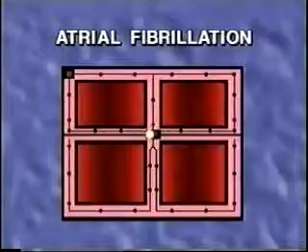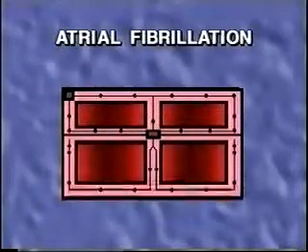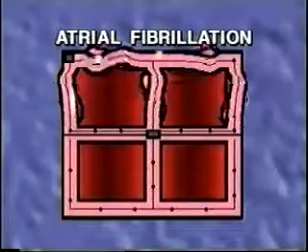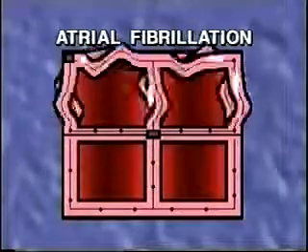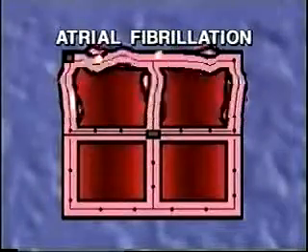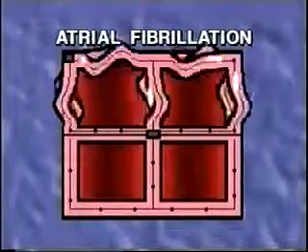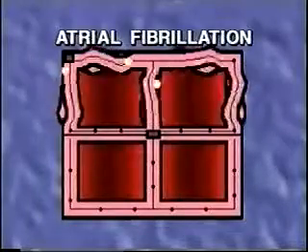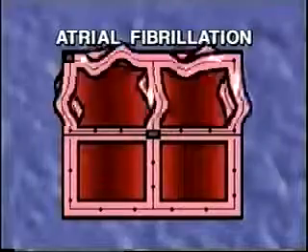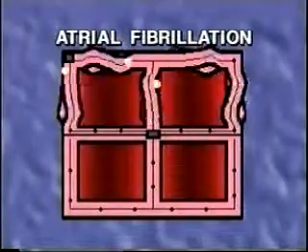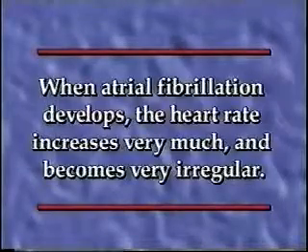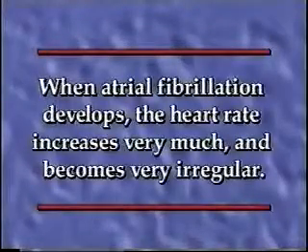When atrial fibrillation is present, the normal coordinated contraction of the top two chambers is lost. The muscles of the atria wiggle much like worms on the ground. As a result of this, the proper emptying of blood from the top two chambers into the bottom two chambers does not occur, and the efficiency of the heart is markedly reduced. In addition, when atrial fibrillation develops, the heart rate increases very much and becomes very irregular.